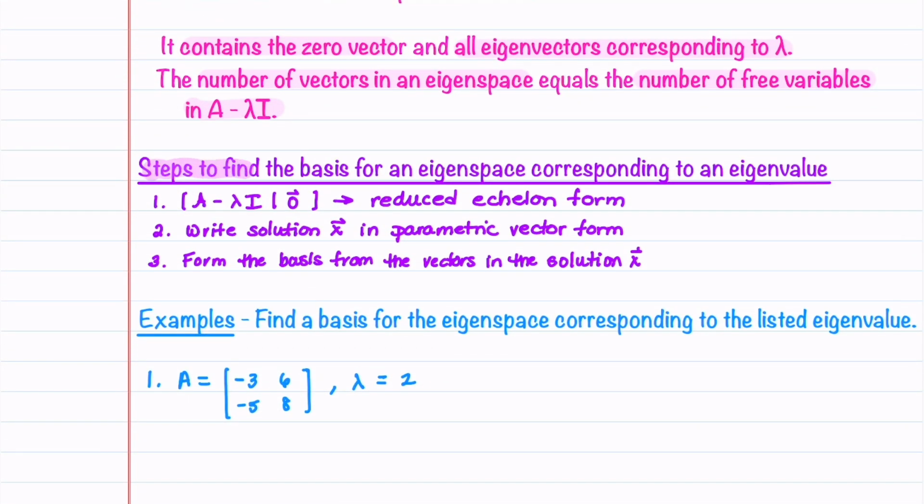To find the basis for an eigenspace corresponding to an eigenvalue, there are 3 steps that we need to complete. The first step is to augment A minus lambda I with 0 and put it in reduced echelon form. Notice that this is reduced echelon form and not echelon form because we actually have to find the solution x. Our second step is to write the solution x in parametric vector form. And then our last step is to form the basis from the vectors in the solution that we found for x.